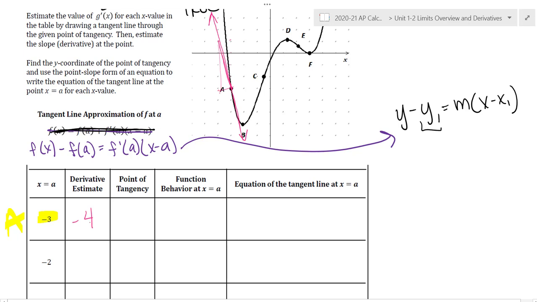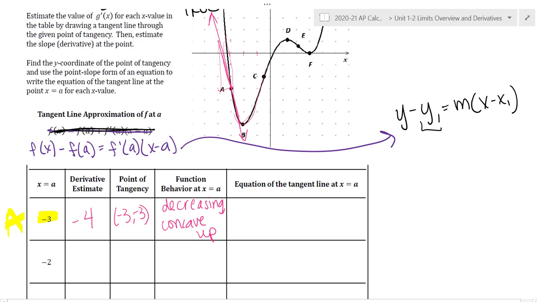That point of tangency, or what point it's going through, is going to be 1, 2, 3, 1, 2, 3. So this is -3, -3. That function behavior here, we're decreasing. And we are concave up. Because the concavity here, remember, we're like a smiley face, concave up.